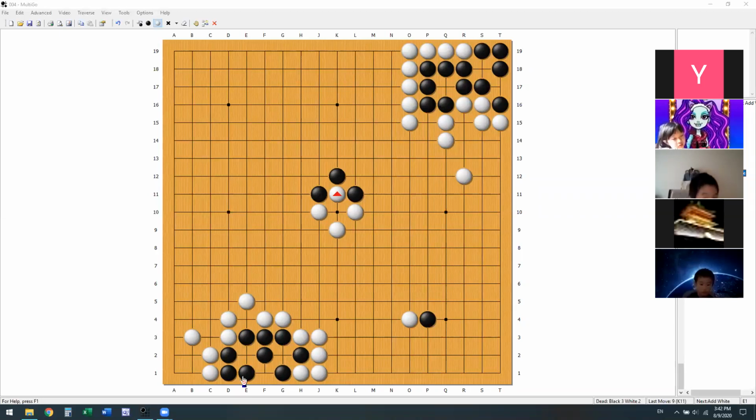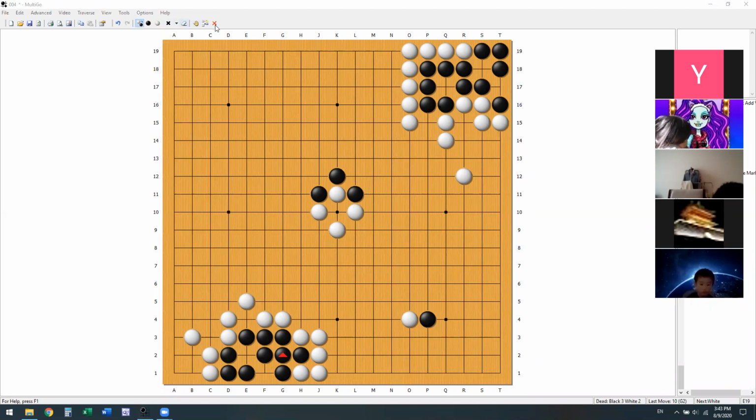First, let's take a look at the bottom side. This black group, is it alive? Does it have two eyes? The answer is no. First of all, it has one eye here. But does it have a second eye? This one? No. It depends. Because if black connects, now it has two eyes, right?